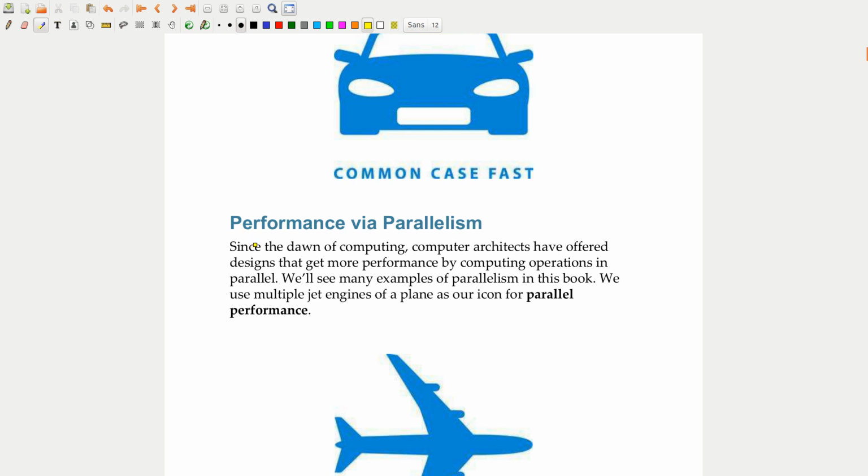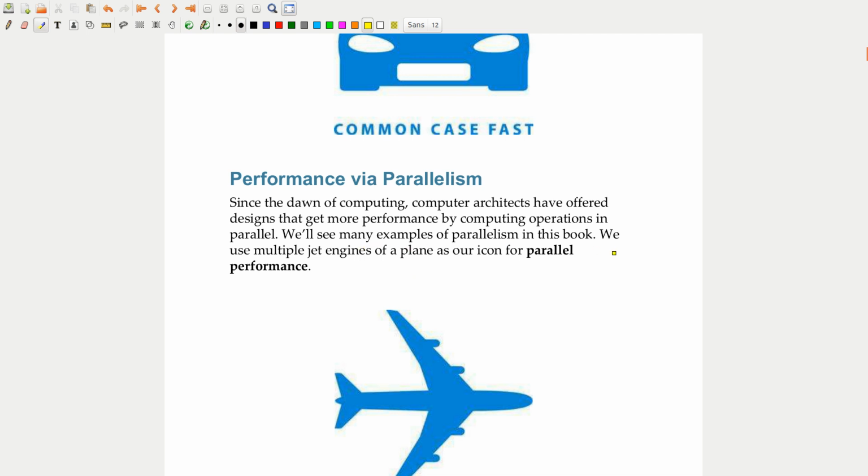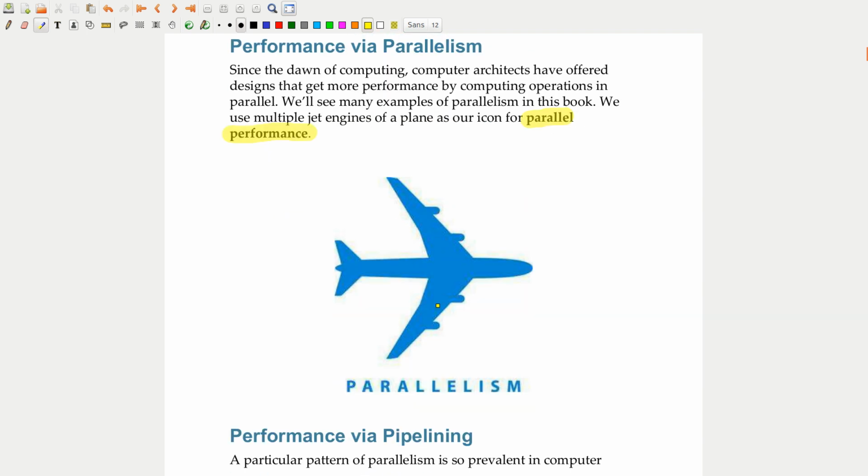So, performance via parallelism. Since the dawn of computing, computer architects have offered designs that will get more performance by computing operations in parallel. We'll see many examples of parallelism in this book. We use multiple jet engines of a plane as our icon for parallel performance. This is the worst picture I would have picked for parallelism. Really? The best thing you'd come up with is an airplane? They use an entire airplane because of engines. That doesn't make any sense.